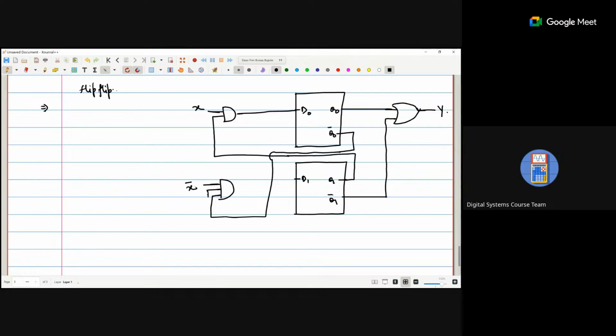With the Q naught bar, Q1 bar. Okay, I am giving this circuit, and that particularly is connected to D. The clock signal is common. The clock signal is common.